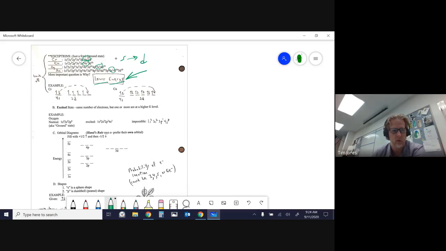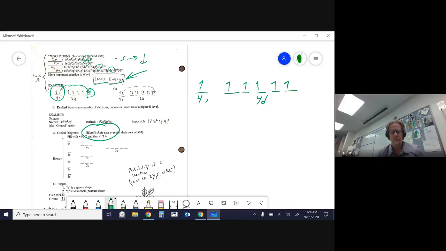A really good example is this chromium right here. Chromium normally has a 4s2, and it normally has an empty orbital right here. So what happens is this electron says, hey, I can go over here, and then I won't have to share space anymore. And you end up with a 4s1 and a 4d5. And everybody is unpaired. And that's a good thing, because that's Hund's rule.